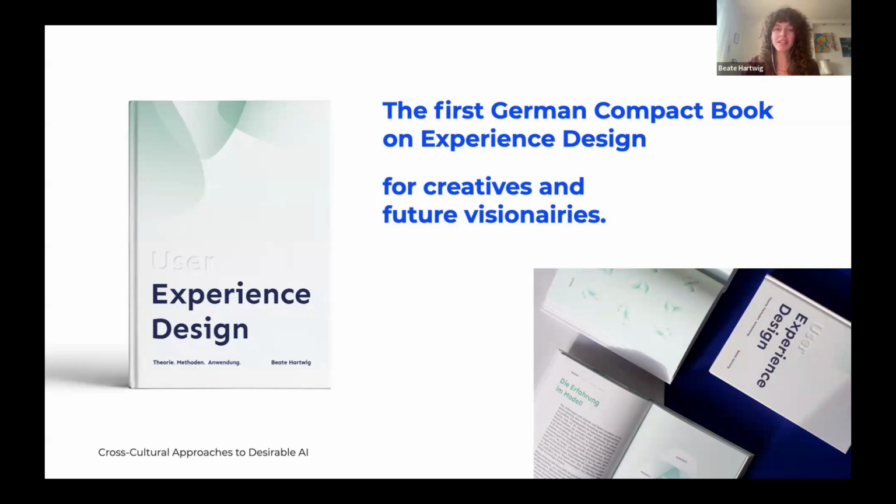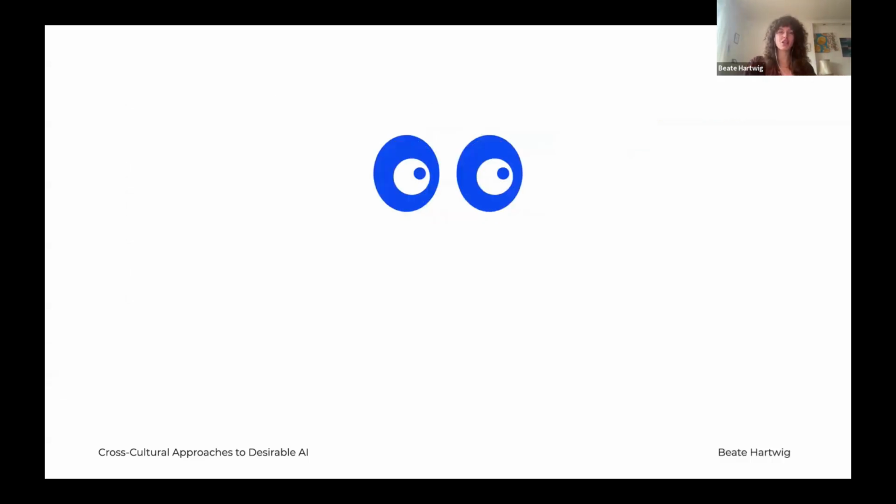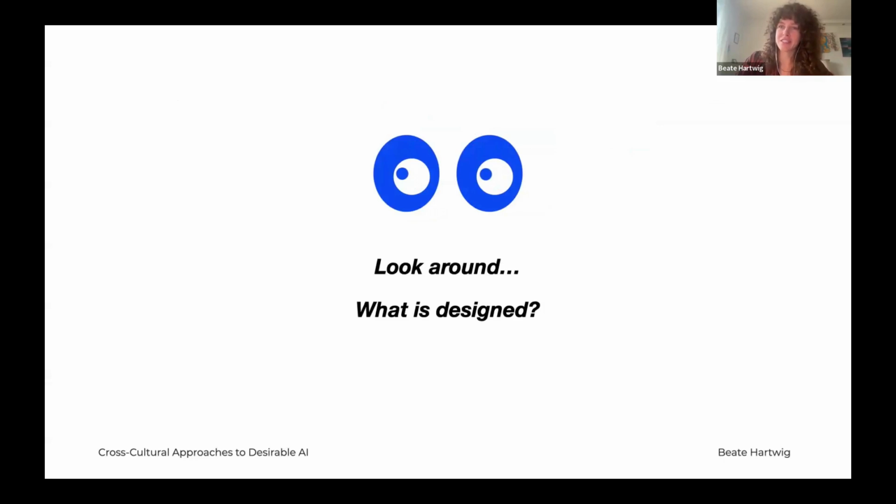For this, I would like to ask you to look around and answer the following question. What is designed around you? You can answer in the chat, but I'm very happy if you unmute yourself and just name whatever comes to your mind. Look around in your room. What is designed? We got one answer already. We have a coffee mug. What else? Computer, the window, the blanket, standing desk, pen, street, a lamp.